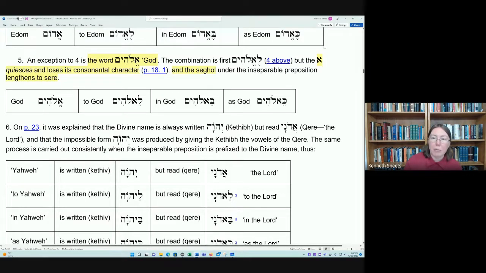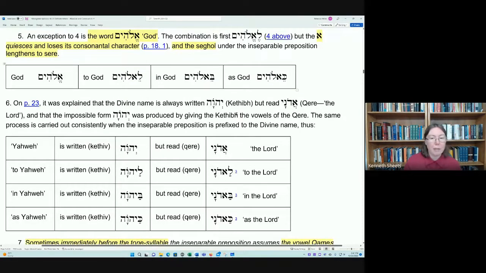So you can see that we do have where the schwa underneath the lamed changed to the segol under the influence of the hatef segol. But in this particular instance, the aleph being weak, it quiesces just like the yod did up above and loses its consonantal character. And as a result, the segol underneath the inseparable preposition lengthens to the long E class vowel, to the tsere. So thus Elohim, God, Lelohim, to God, Belohim, in God, and Kelohim, as God.